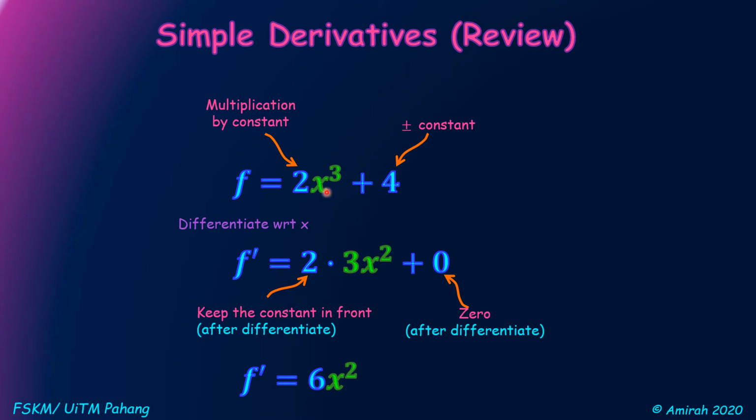When a variable is multiplied by a constant, we just keep the constant in front after we differentiate, then we differentiate the variable. After we simplify, we get the final answer f prime equals 6x squared. The idea is, when we multiply by a constant, we keep the constant in front, and when we plus or minus a constant, it becomes 0 after we differentiate. If we differentiate a constant only, it equals 0. But if the constant multiplies a variable, we need to keep the constant in front, then we differentiate the variable.